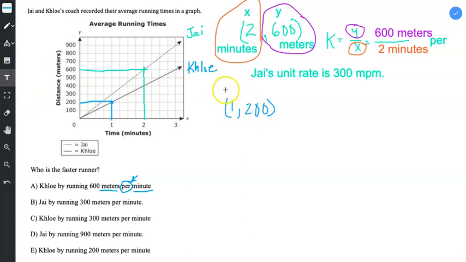And then I'll start labeling my point. So 1 is x, 200 is y. The x was the time in minutes, so that's 1 minute. And the 200 was the distance in meters, so it's 200 meters. Next, I need to recall my unit rate formula. The unit rate formula is k equals y divided by x. This helps me to take the point that I chose and find the unit rate.